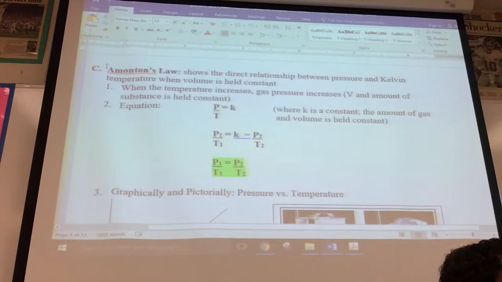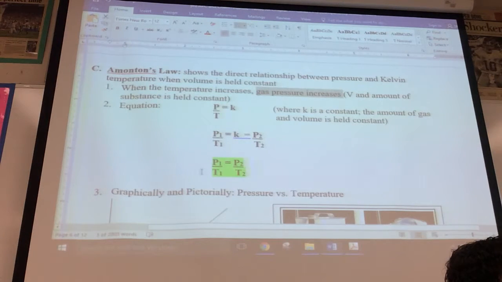The college textbooks show this as Amontons' law. Some other textbooks say it's Gay-Lussac's law. I'll take it either way, but I listed it as Amonton. It shows the direct relationship between pressure and Kelvin temperature. You're going to hold volume constant. When temperature increases, gas pressure increases. So you can see the direct relationship between the divided variables, pressure and temperature.